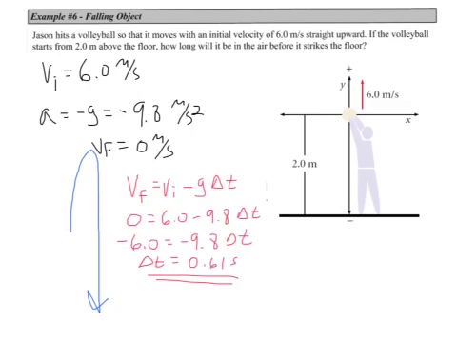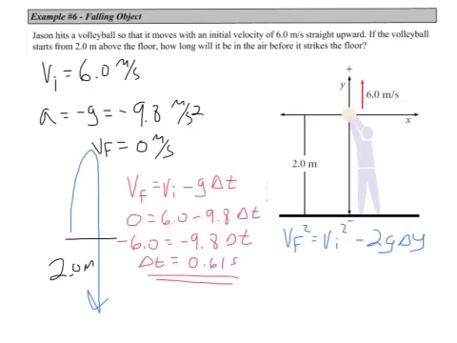Now, we want to figure out how much time it takes to go down. The problem is, we don't know how high it is. We do know that from this point right here where it was launched to the ground, that's 2 meters. But what we don't know is how high it went. So we have to figure that out first.